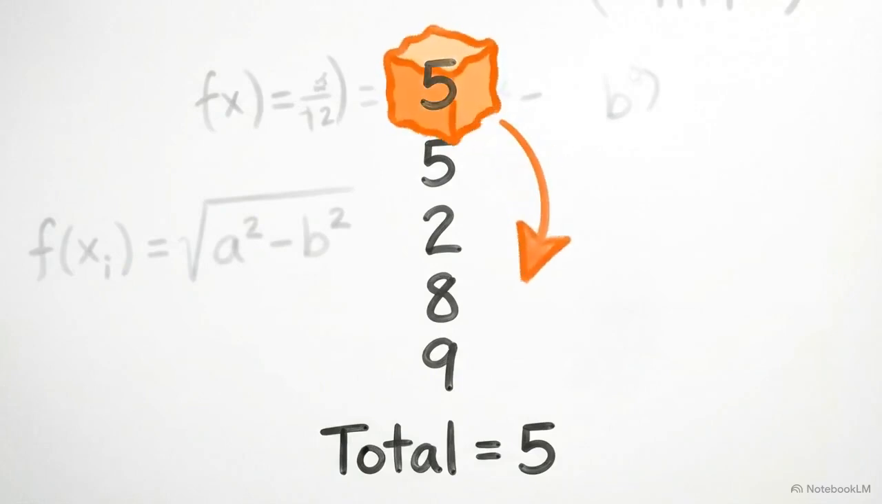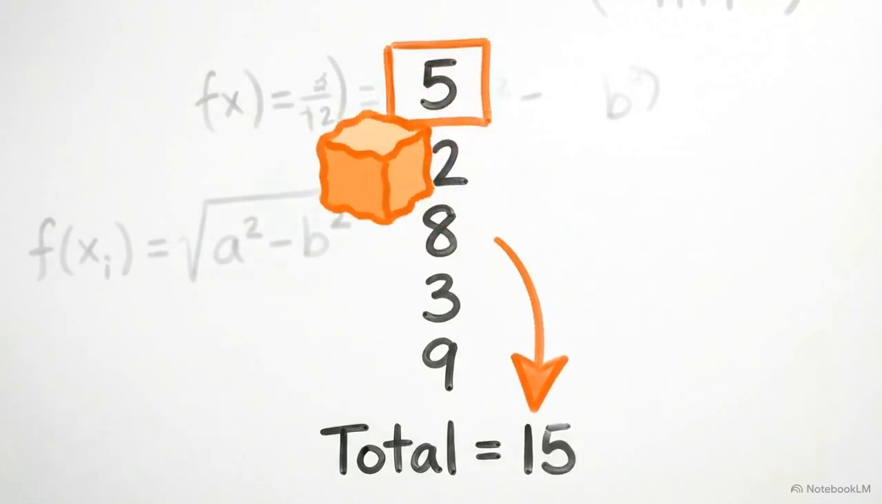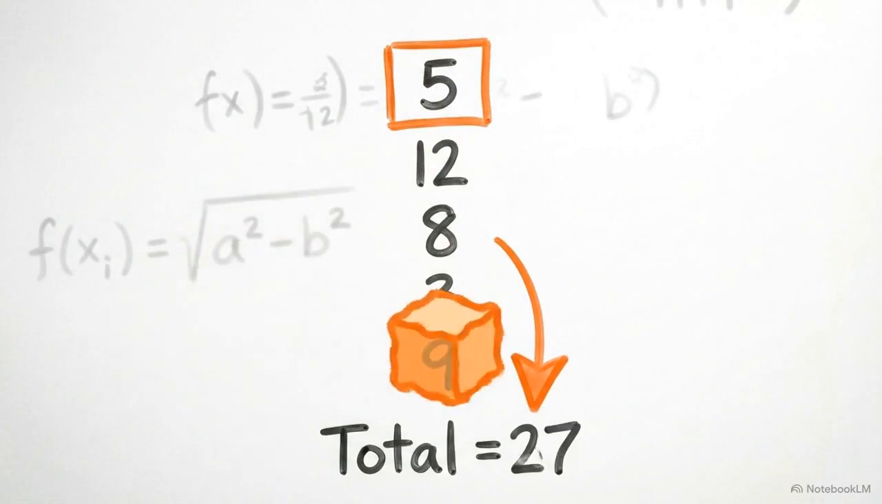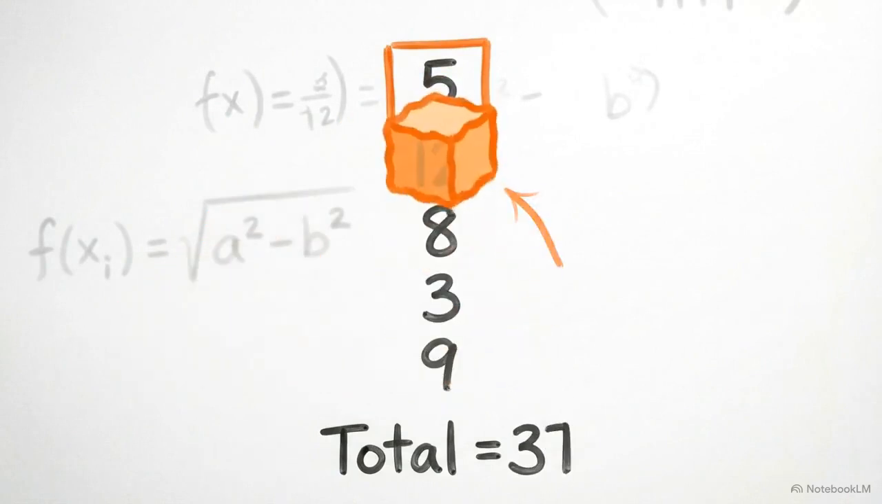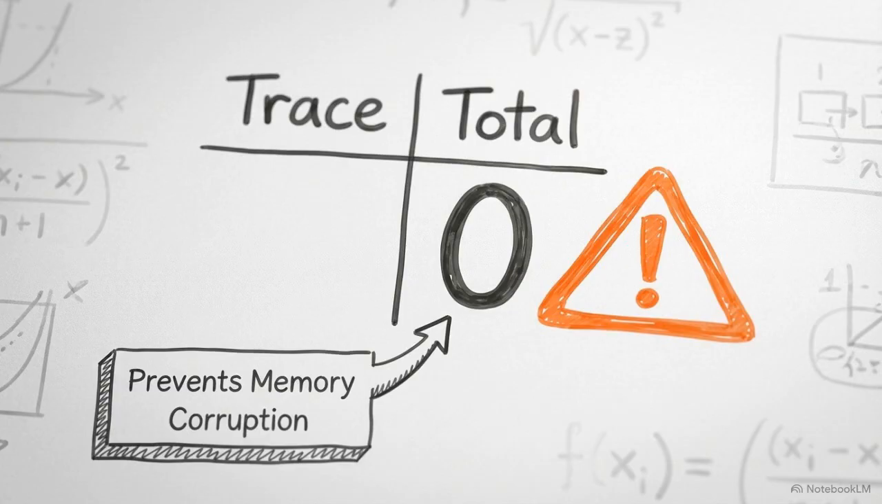Executing a totaling operation once yields little value. It is designed to be deployed iteratively within loops, allowing it to aggregate entire sets of data. Looking at this Cambridge pseudocode block for a totaling loop, we can track the execution alongside a structured trace table, monitoring the counter, the array input, and the total. The crucial first step occurs outside the loop: initialization. The total accumulator is explicitly assigned a value of 0.